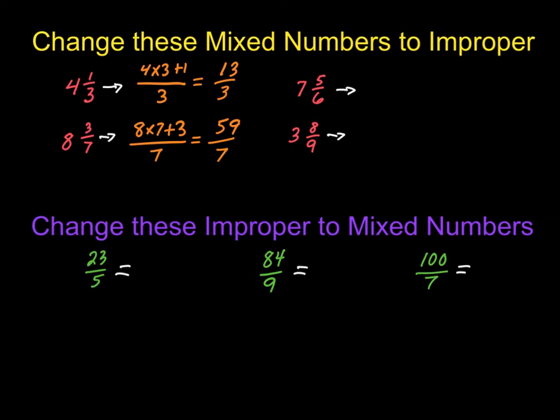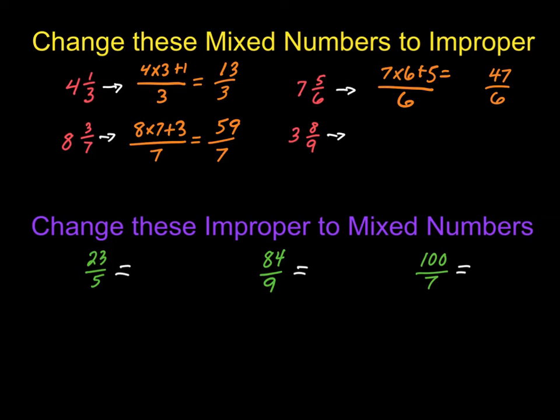Let's take a look at our third one here. We have 7 and 5/6. 7 times 6, which is 42. We add 5 more, gives us 47. My denominator stays the 6. I get 47/6.